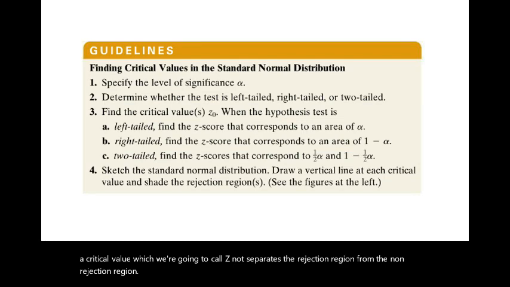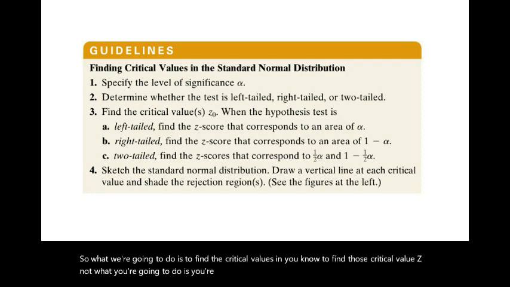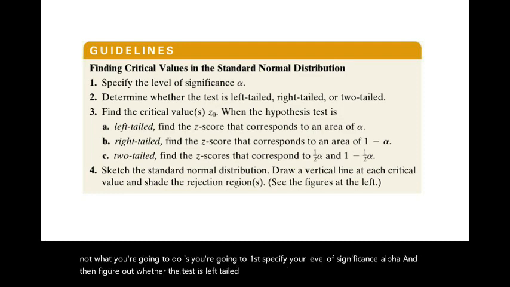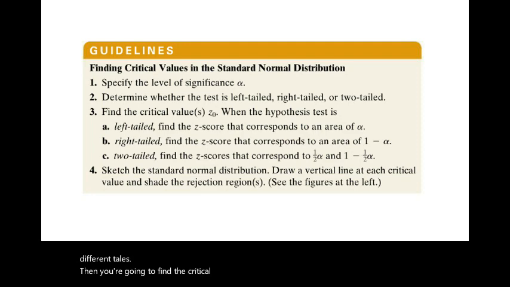To find those critical values z0, you're first going to specify your level of significance alpha, and then figure out whether the test is left-tailed, right-tailed, or two-tailed. That will determine where your rejection regions are. Is it an area to the left? Is it an area to the right? Or is it an area in two different tails? Then you're going to find the critical values z0 using your inverse standard normal table.